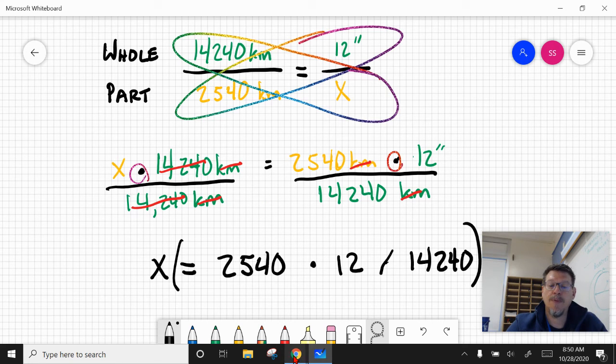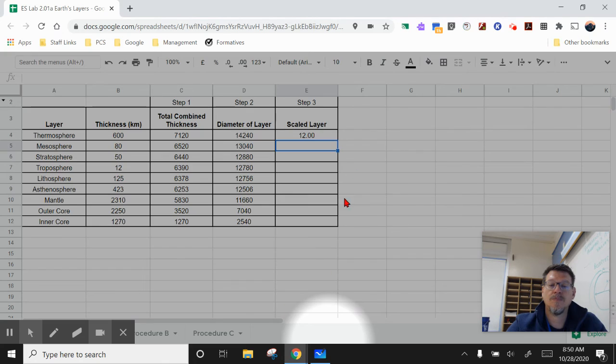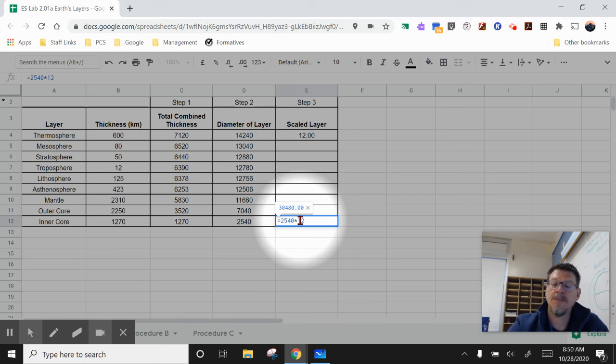When I go back to my spreadsheet, I'm going to go to the cell for that particular part, the inner core. I'm going to put in an equal sign first in order to tell the computer that it's going to do some math. And I'm going to type in the equation that I just figured out. So 2,540 times 12, and then use a slash for division, divided by 14,240. Then I hit enter, and that gives me my answer.